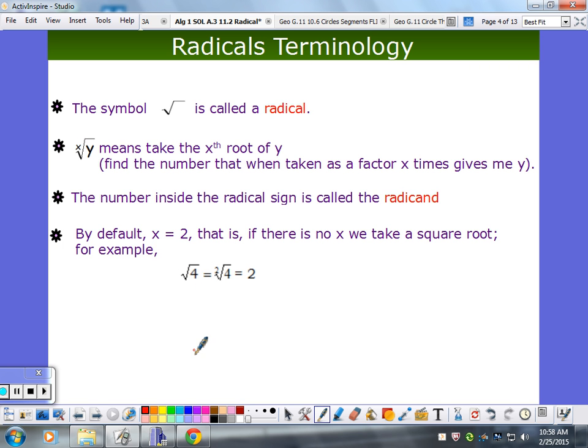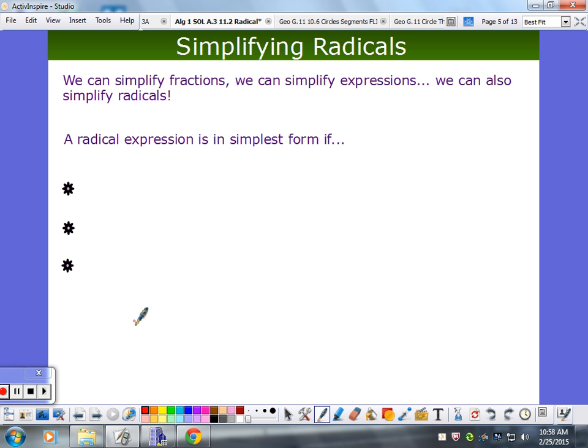So you could write it like this if you wanted to. You could put a little 2 here. But if you don't, we know you mean square root. But if you're not using square roots, I want to see that little number.